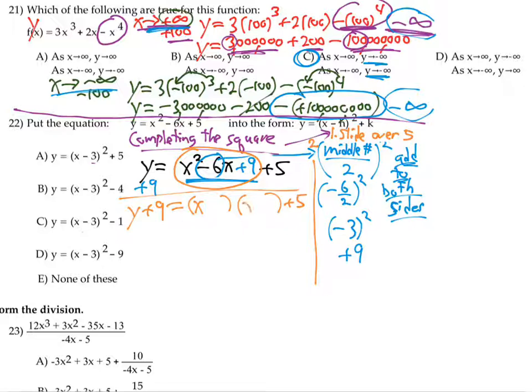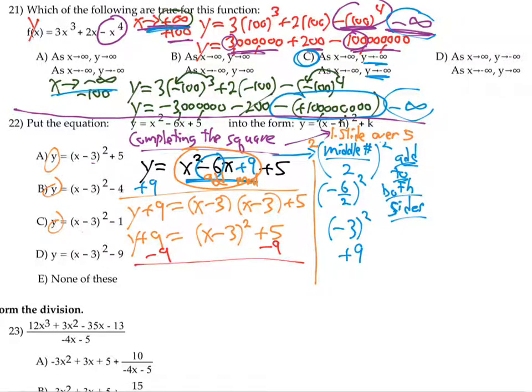So how does this factor? Minus 3, minus 3. You see that? If you were to FOIL that out, that would add to be minus 6 in the middle and multiply to be positive 9 at the back, wouldn't it? So that's y plus 9 is x minus 3 squared plus 5. We're almost done. See how they want us to get y alone? So the last step to get y alone, subtract 9 from both sides. And so y equals x minus 3 squared, and 5 minus 9 is minus 4.